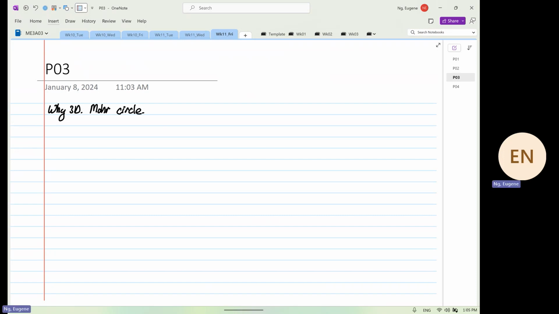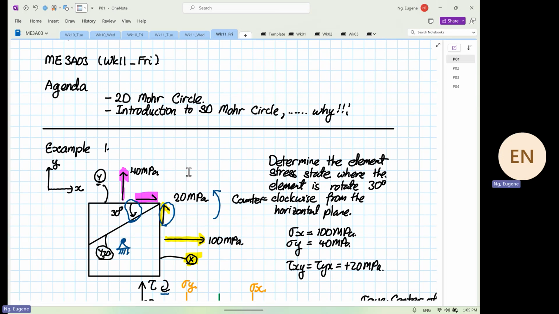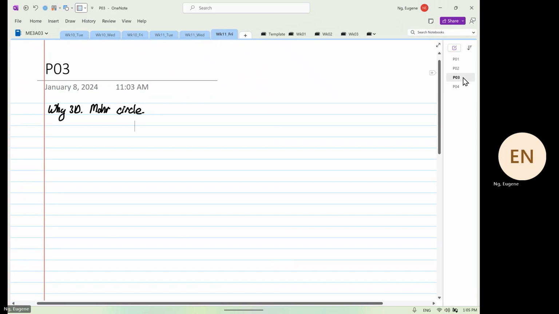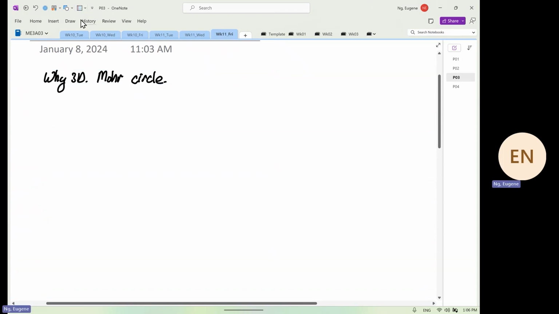Right. So why 3D Mohr's circle? Okay. So it's not exactly the same as when I was asked to do expert witness work, but it's very similar. Now I'm going to put the same stress magnitude. I'm not going to introduce anything new, but I'm just going to draw this in 3D. I'm not going to put any new stresses at all. So now we do 3D Mohr's circle.